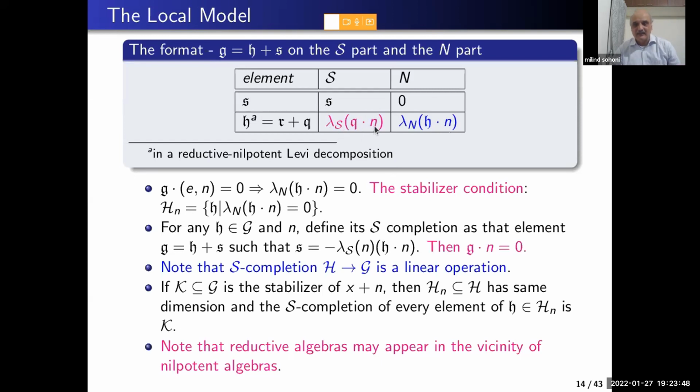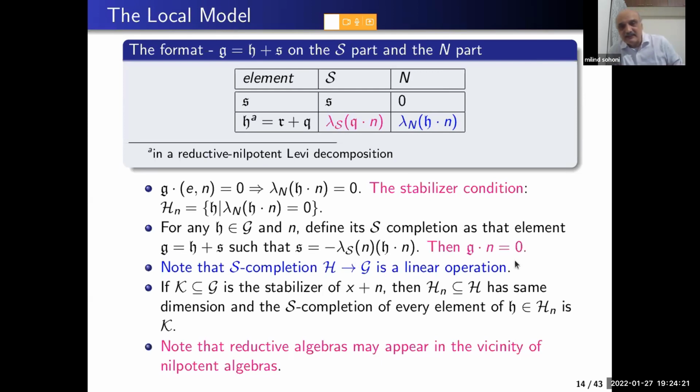So what we have is that every element of h dot n will give me a stabilizer of G. Given any element h and the point n, there is an S completion. There is a unique element S, given by S equal to minus lambda s h dot n. And if I complement this h with that S, then I get a G where G dot n is 0.